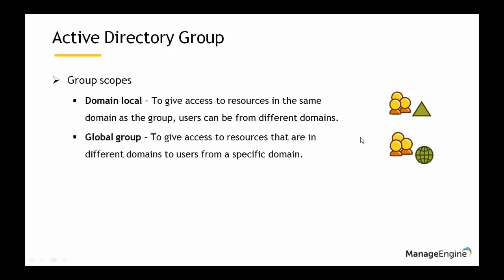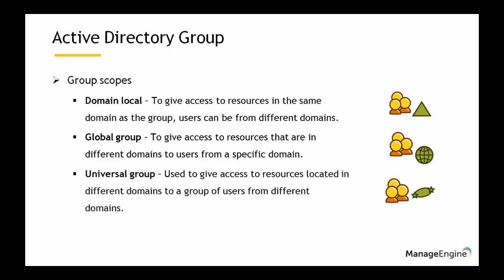So then you have something called a global group. So this is basically used to give access to resources that are in different domains to users from a specific domain. And then you have the universal group. So these types of group are used to give access to resources located in different domains to a group of users from different domains. All right. So these are the three basic types of group scopes that we have in Active Directory.